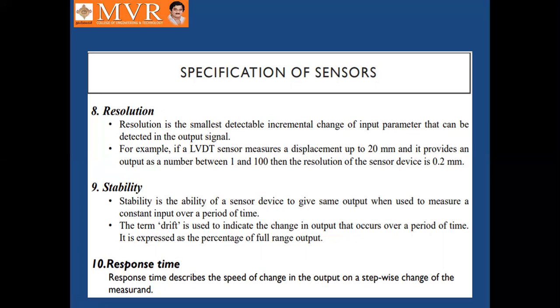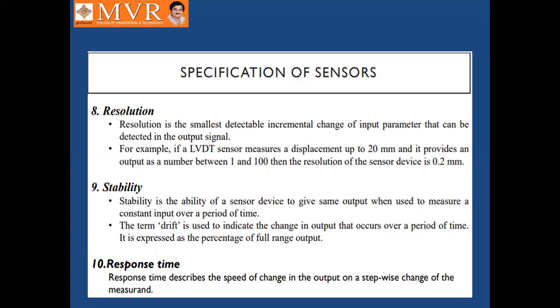So how much stability it has, within how much range, with how much acceptance level the sensor has stability. The term drift is used to indicate the change in output that occurs over a period of time. It is expressed as a percentage of full range of output.